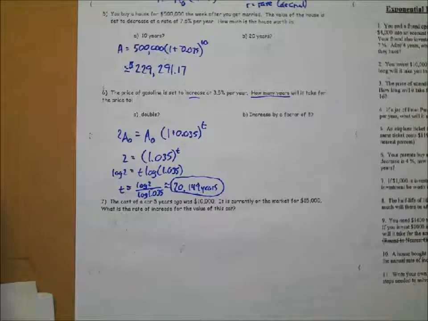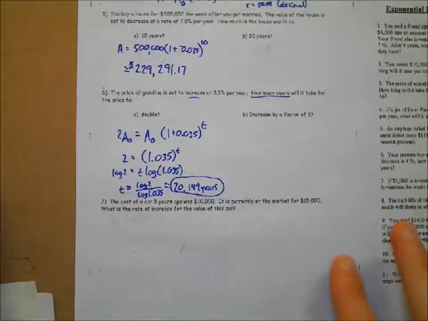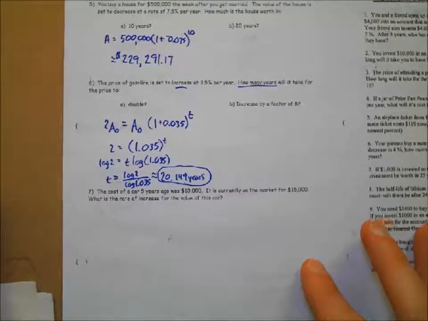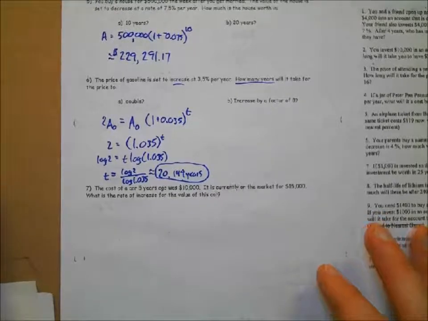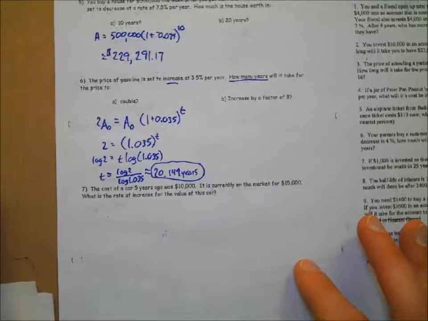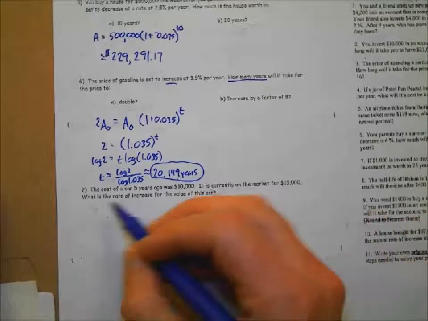All right, we'll do this last one here, number 7, and I'll just set it up. So the cost of a car 5 years ago was $10,000. It is currently on the market for $15,000. Maybe it's like a collectible car or something like that, right? What is the rate of increase for the value of this car?